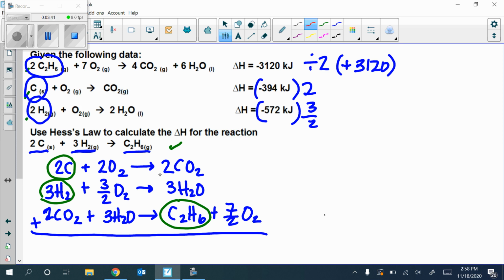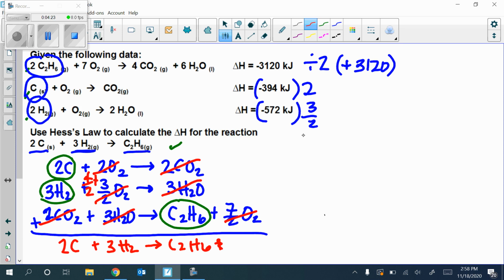This is not one of those, but I can see that I have 2 moles of carbon dioxide on the left and 2 moles of carbon dioxide on the right. Easy to see that I have 3 waters and 3 waters. And then I have to do a little bit of math here. 2 plus 3/2, so 2 would be 4/2, and 4/2 plus 3/2 is 7/2. So I can see that my oxygen indeed cancels out. All of that gives me the resulting equation that was given, that I wanted to find the overall enthalpy for. So here is my resulting equation.